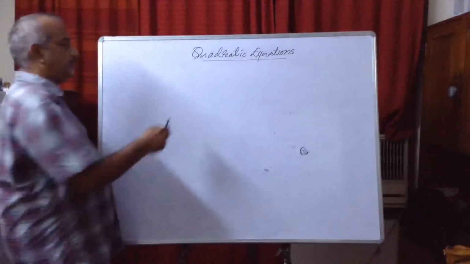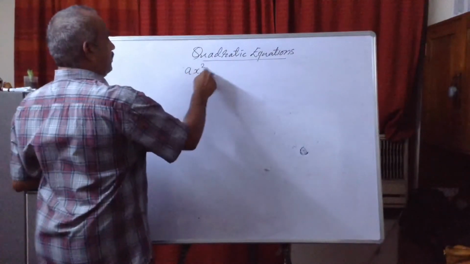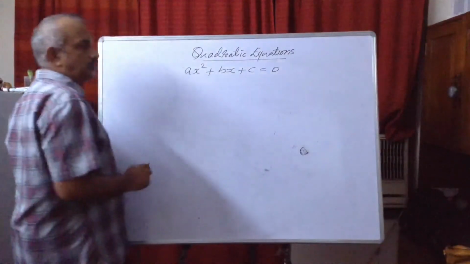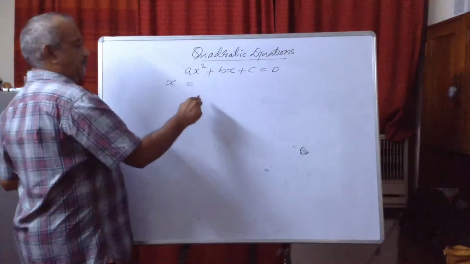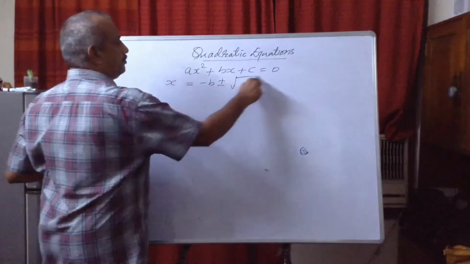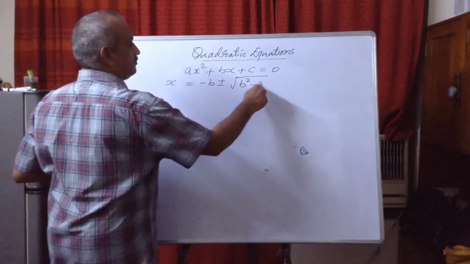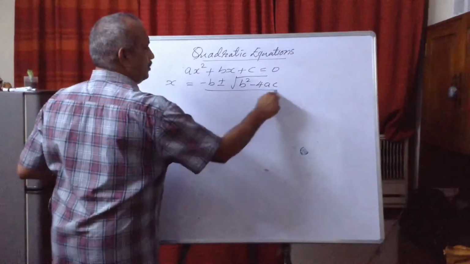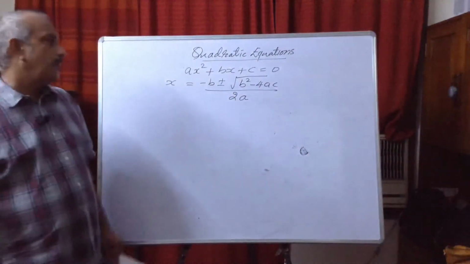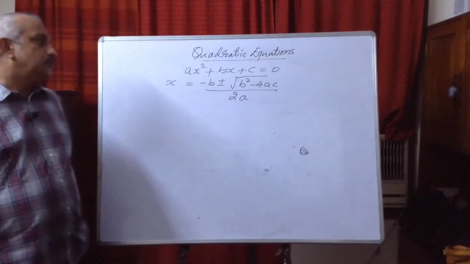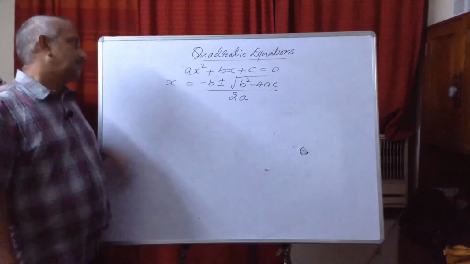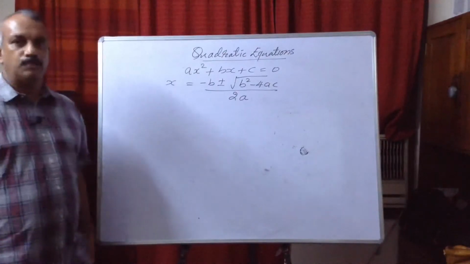See, ax square plus bx plus c is equal to 0. In this one, x is given by the formula minus b plus or minus square root of b square minus 4ac upon 2a. This is called the quadratic formula. Now you have the values of a, b, c. Substitute these values, you will get the value for x. That is the roots of the equation.